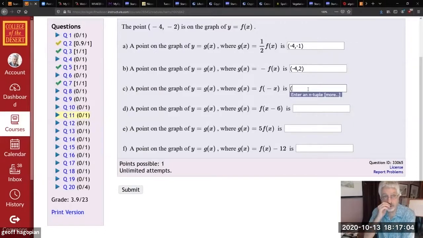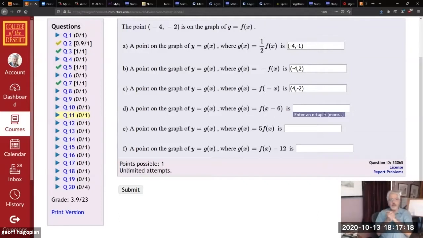then the point 4 will go to -2, right? So if x is 4, then -x is -4, and we know that f of -4 is -2. So 4, comma, -2. If we shift 6 to the right, that's what replacing x by x minus 6 shifts 6 to the right. So we need a point which is 6 bigger than -4, which is +2. So if x is +2, that's f of -4 is -2. And so the point will be 2, -2, right?